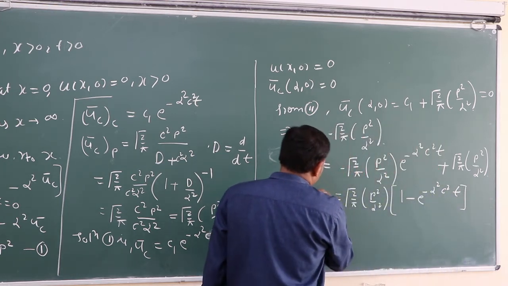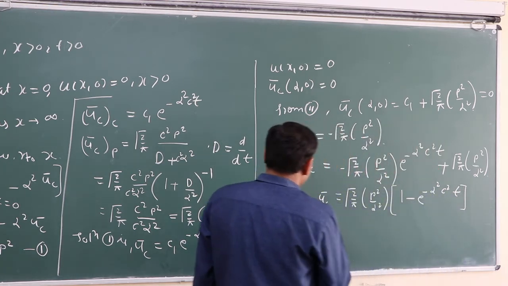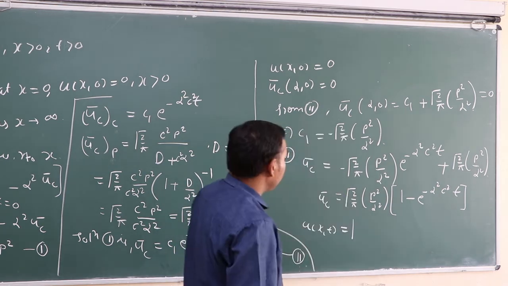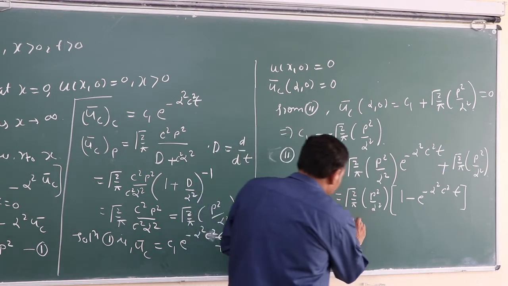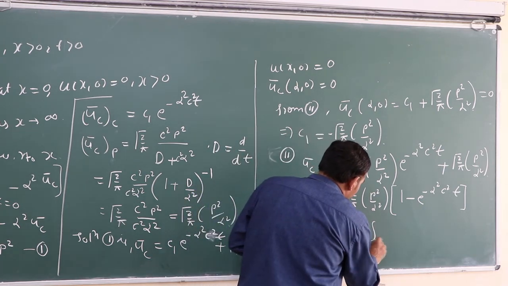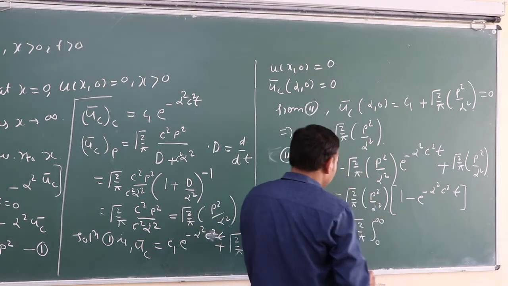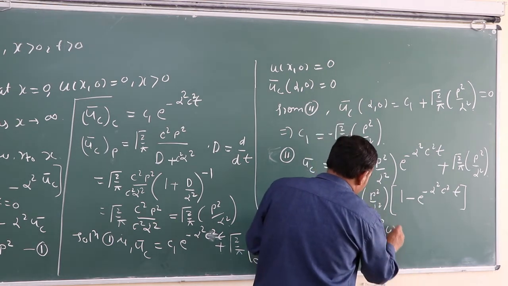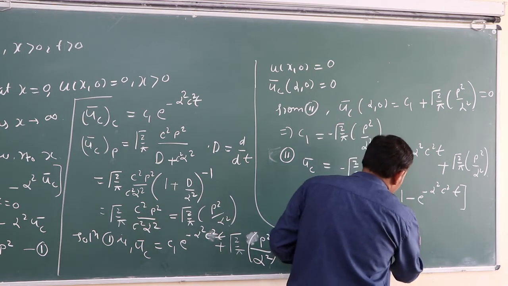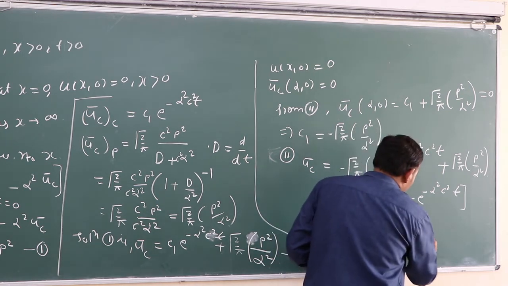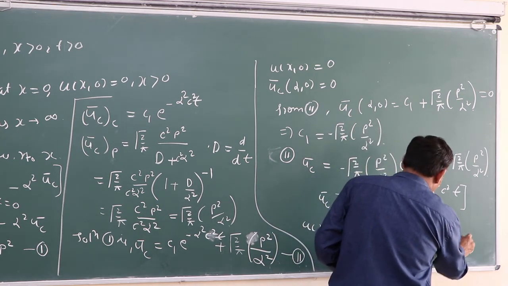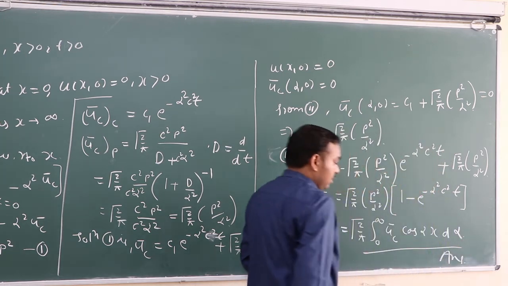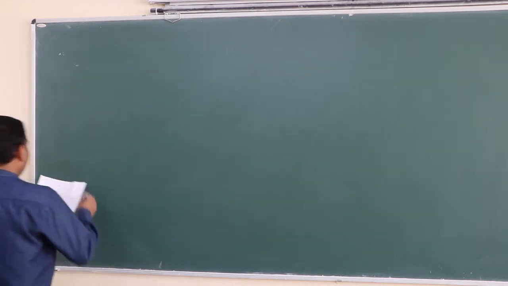This is u_c bar. So finally we get the answer, u(x,t). Take the inverse Fourier cosine of this, simply under root 2 upon pi, integral from 0 to infinity, of the complete term u_c bar cos alpha x d alpha. Finally we get the answer, the solution.